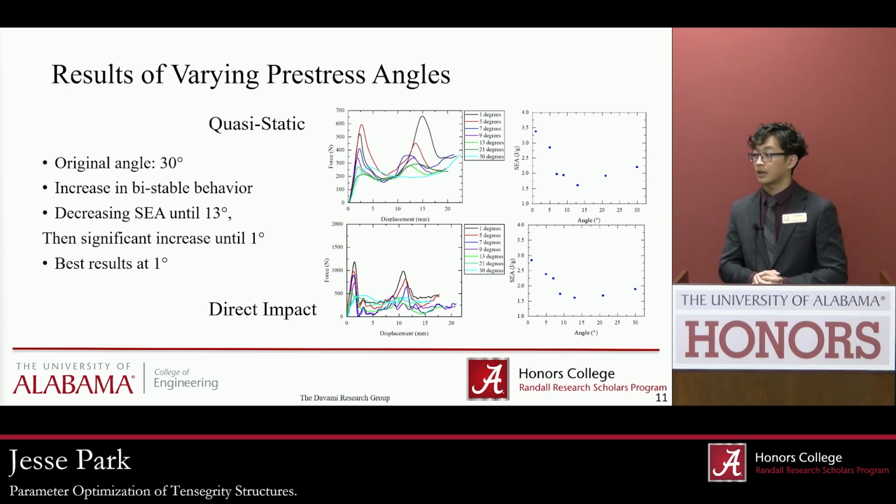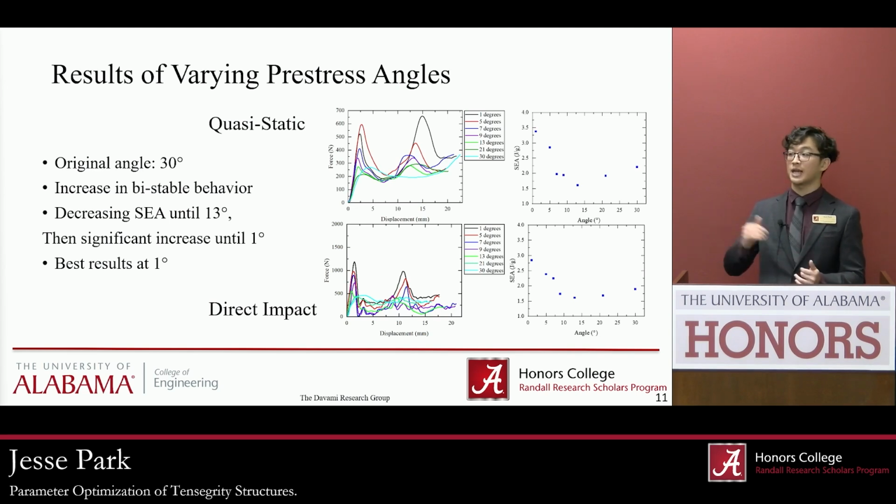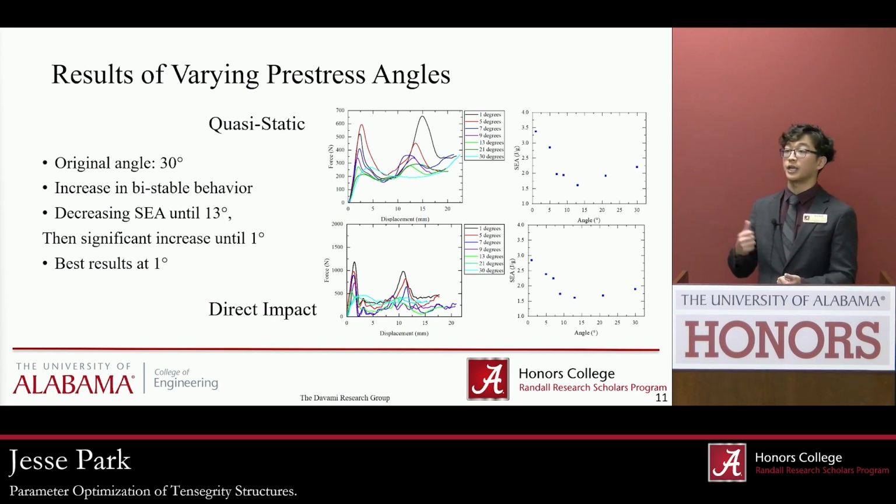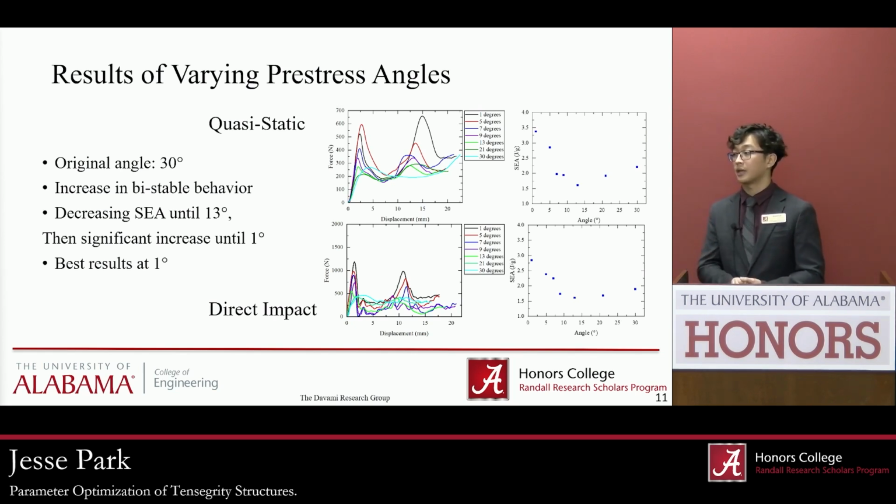Why was the pre-stress angle only lowered, and why weren't angles greater than 30 degrees chosen? That's an excellent question. As you will notice, we only went down in this pre-stress angle, and the reason for that is because an angle greater than 30 degrees would result in a no longer tensegrity-like structure. At that point, we would lose the pre-stressed elements if we increased beyond 30 degrees.